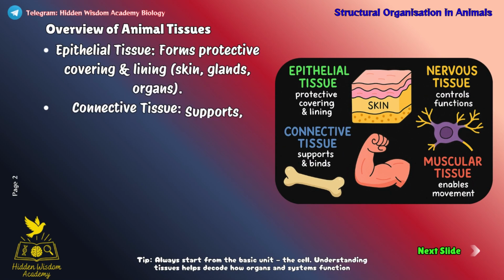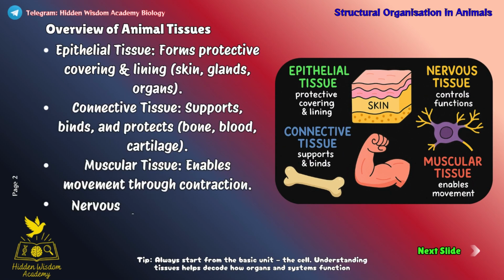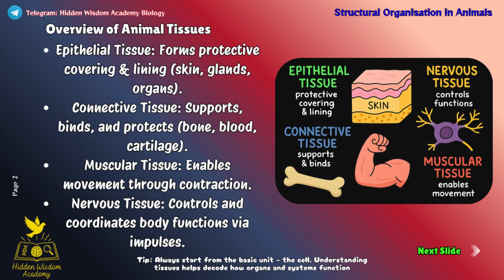Let's look at the four main types of animal tissues. Epithelial tissue covers and protects body surfaces and forms glands. Connective tissue supports and connects body parts. Examples include bone, blood, and cartilage. Muscular tissue helps in movement through contraction. Nervous tissue controls and coordinates body functions using nerve signals. We will be having a separate episode for these in detail.